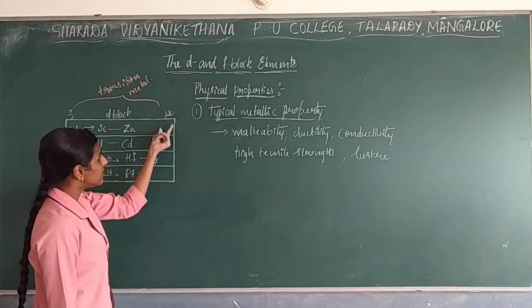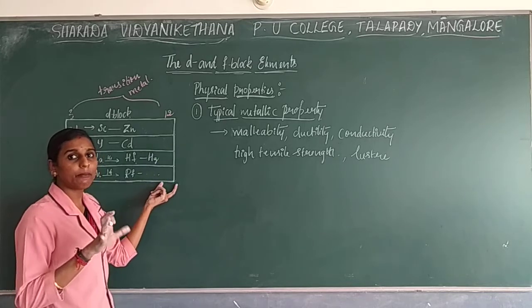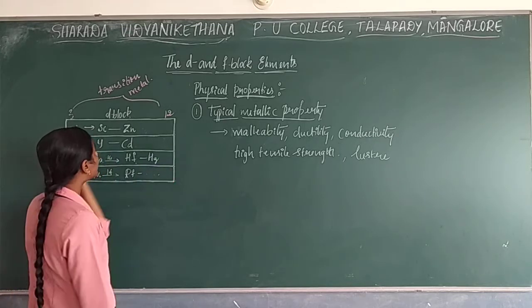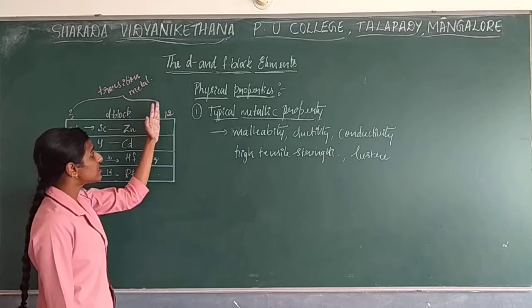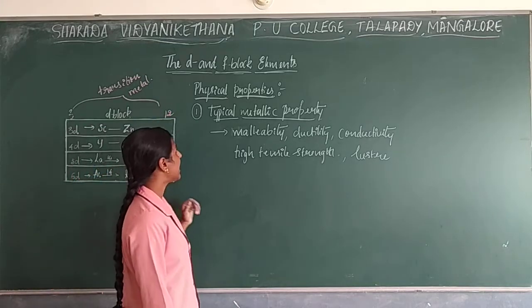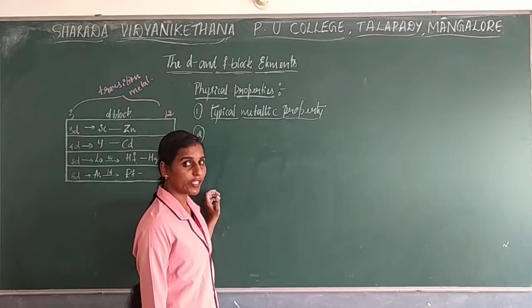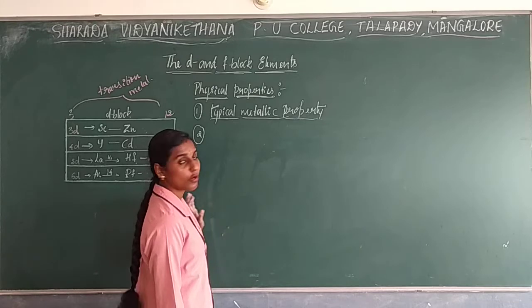If you consider group 12, it shows only some metallic properties because it does not come under transition metals. So this is regarding metallic properties. Now we'll go with the second physical property.